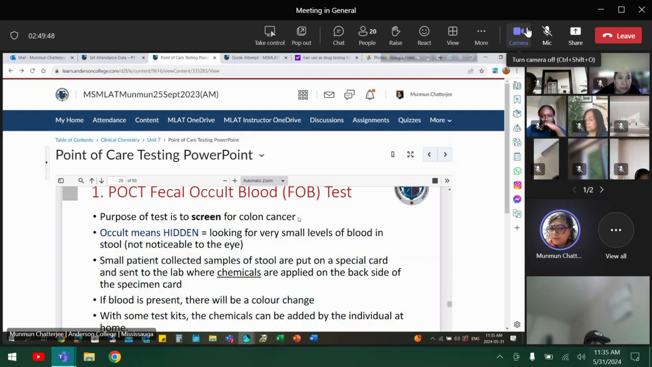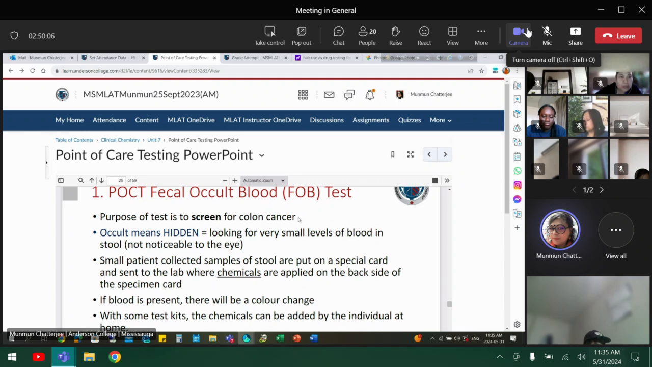Okay. Occult. What does occult mean? Why is it called occult? Occult means hidden. A very small level of blood may not be noticeable by your own eye, but this test can catch it.